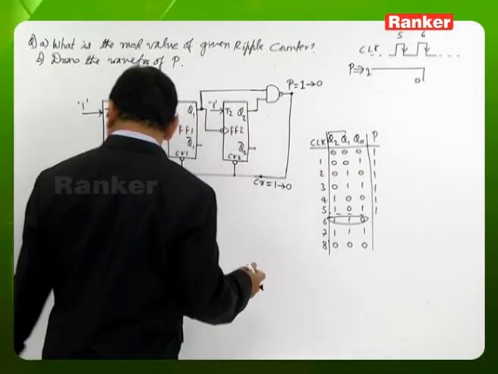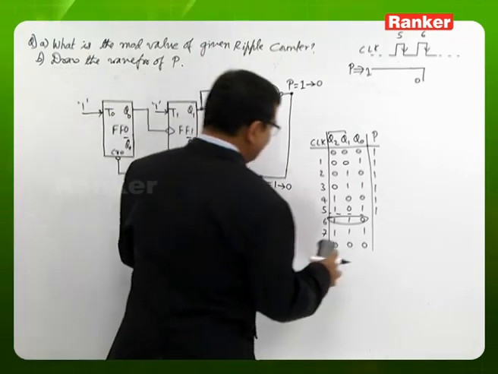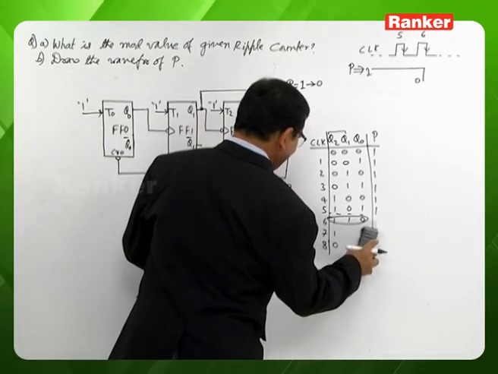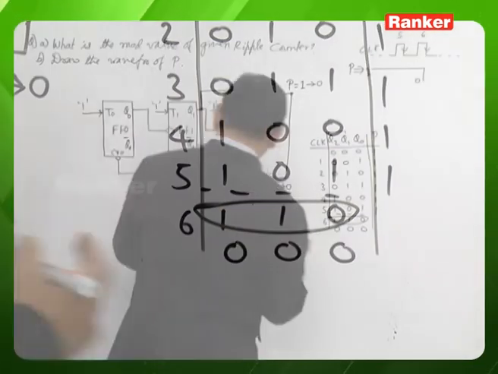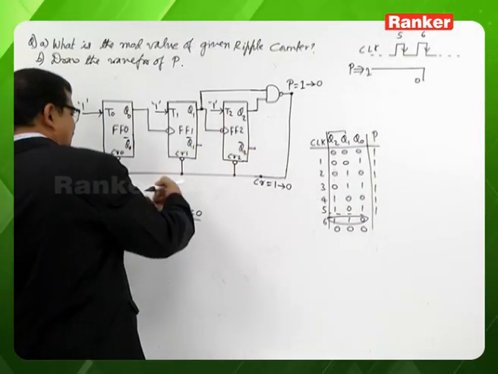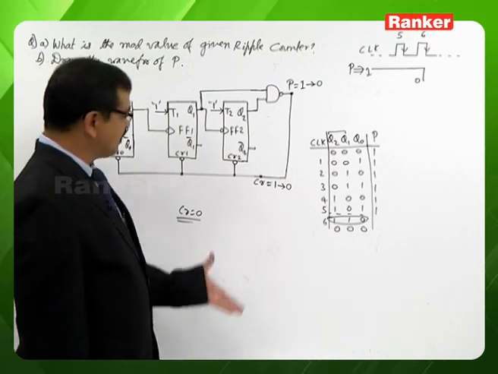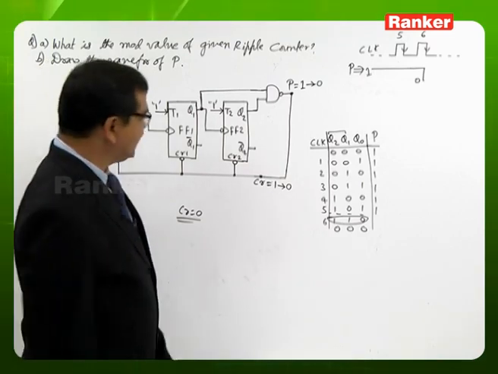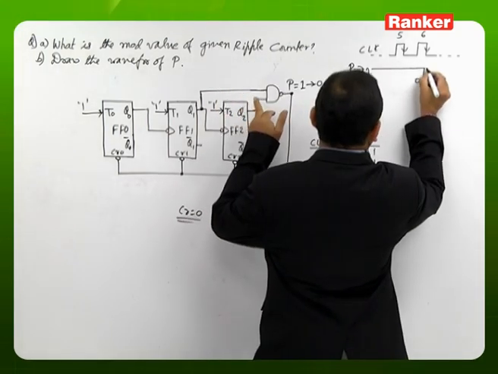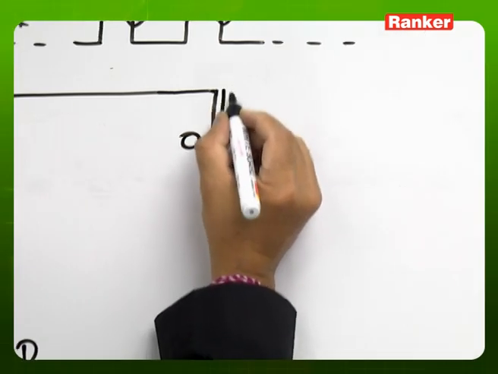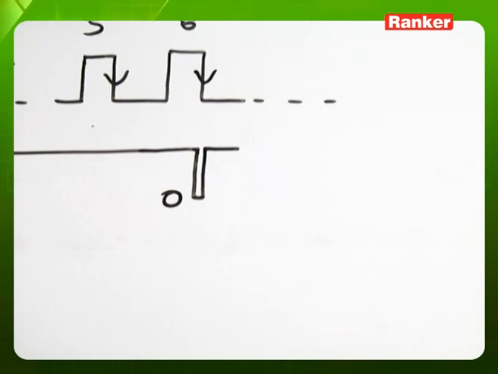We are going to see the state of the circuit as 0, 0, 0. Here the clear input of all the flip-flops is 0. When the clear is 0, all the flip-flops are cleared. Once the flip-flops are cleared, immediately the NAND gate output becomes 1.